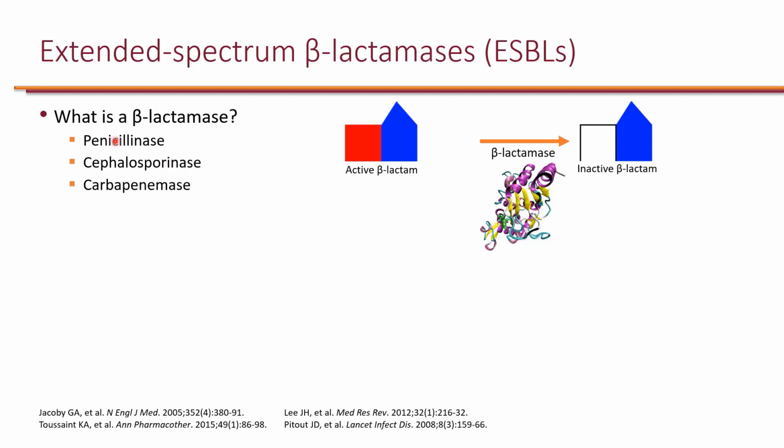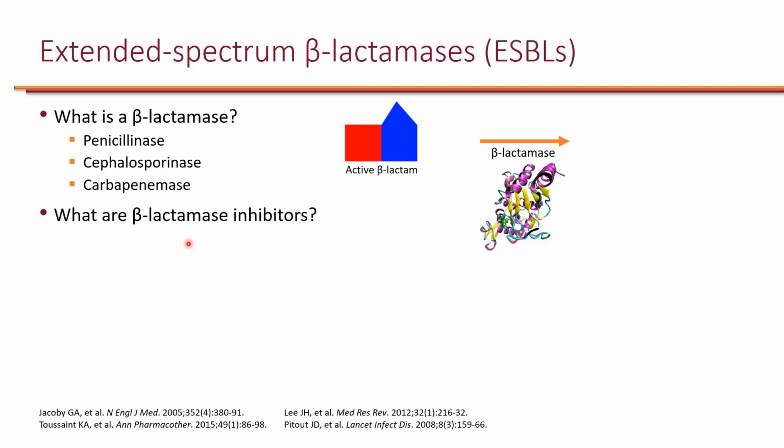And there are a lot of beta-lactamases out there. There are penicillinases that can break down penicillins in general. Later, when we brought cephalosporins to the market, bacteria learned how to make cephalosporinases, which can break down cephalosporins. And later, when we had carbapenems on the market, they learned how to make carbapenemases. Collectively, these are all referred to as beta-lactamases. And of course, to fight that, we also made beta-lactamase inhibitors.